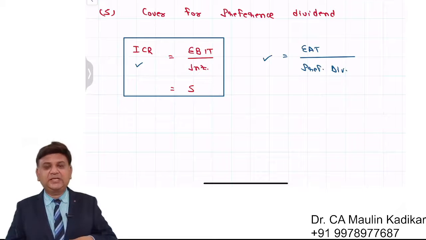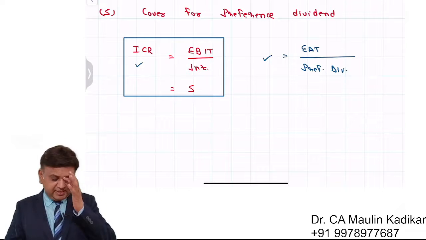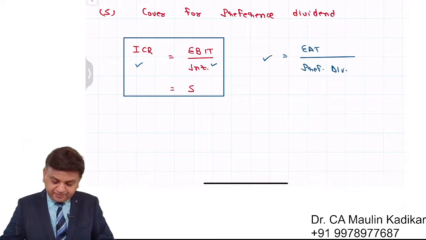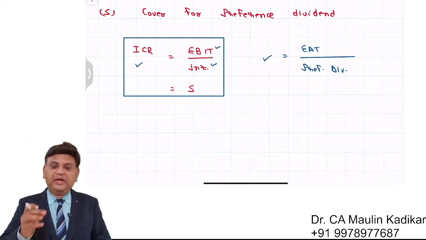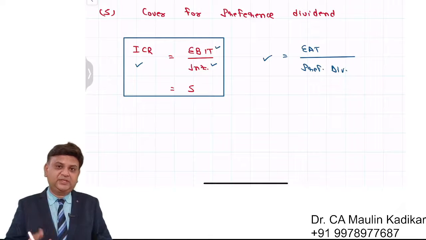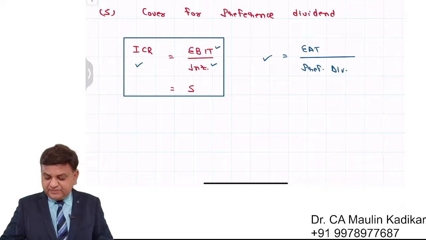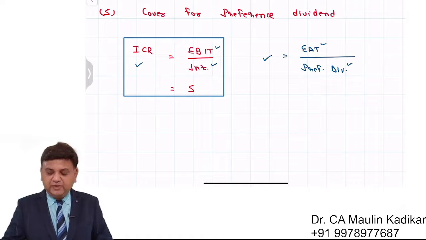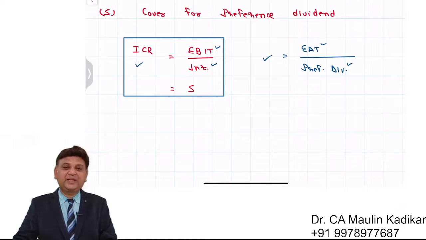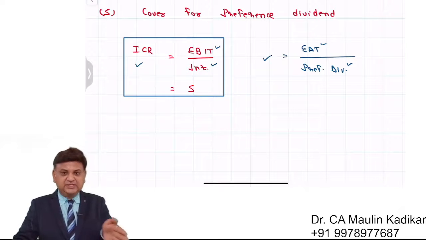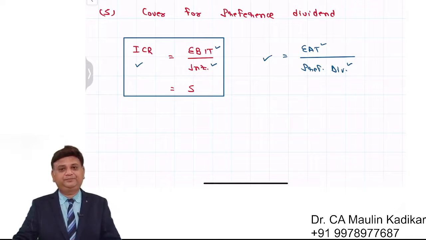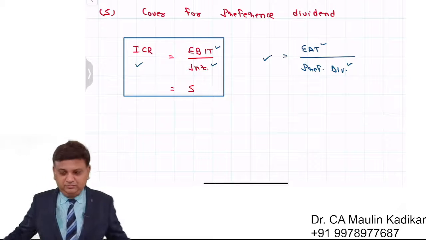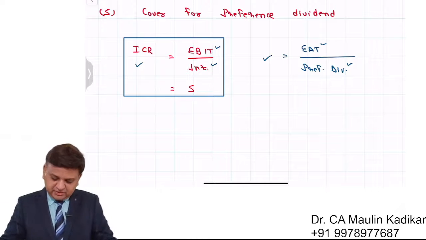The second thing is that you can very well understand that the interest is paid out of EBIT. So we have the formula EBIT upon interest. Similarly, the preference dividend is paid out of earning after taxes. That is the reason we are having the formula as earning after taxes upon preference dividend. So let us answer the question.